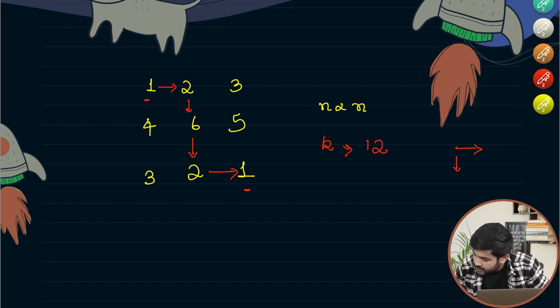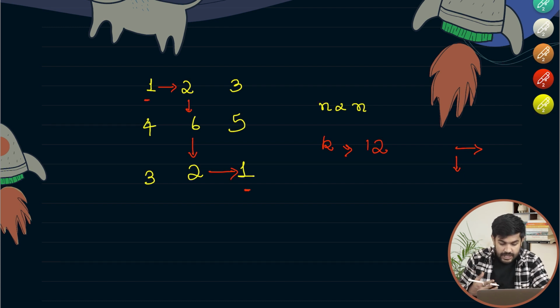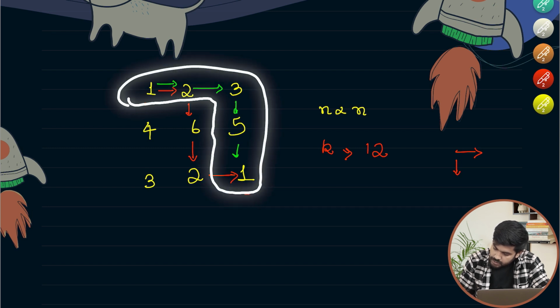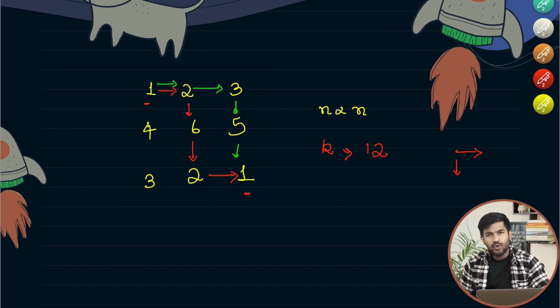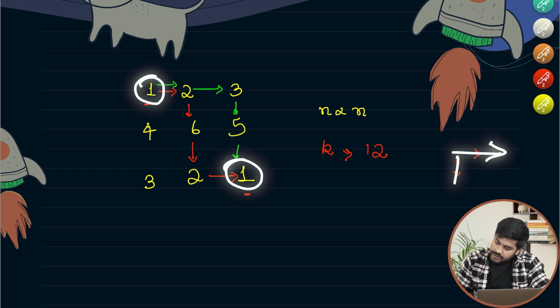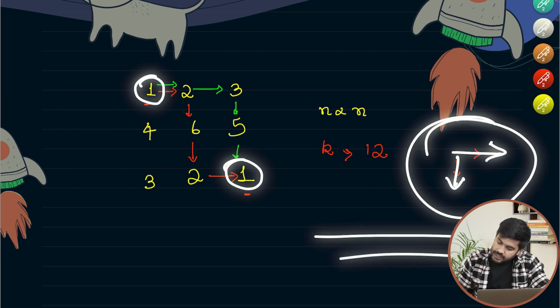Now, let's talk about the very next one. The very next one is 1, 2, 3, and then we have 5 and 1. If you observe, what is the sum of this? 1 plus 2, 3. 3 plus 3, 6. 6 plus 5, 11. 11 plus 1 is equal to 12. So these are the two ways you can reach from top left to bottom right by only moving in the right and the bottom direction, with the sum of the values being k.